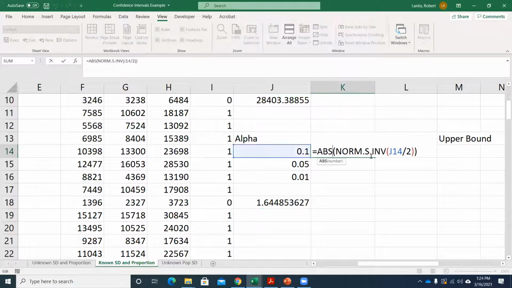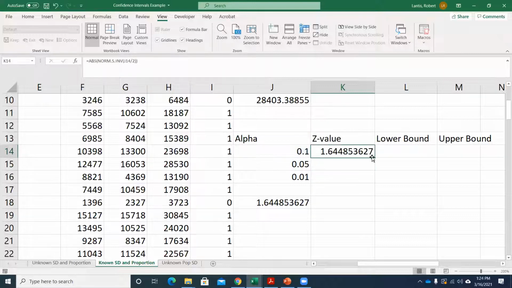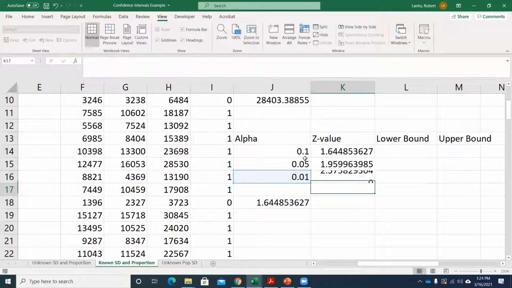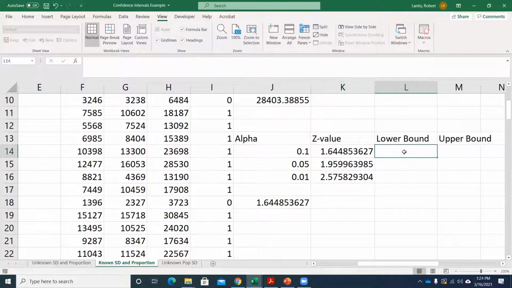Now, from here, I can actually do several different confidence intervals very quickly, right? Because if I copy this down, it just keeps updating the alpha value that I'm using. And these are kind of our benchmark alphas, right? 90, 95, 99% confidence levels. So now it's really just using Excel to be a calculator.